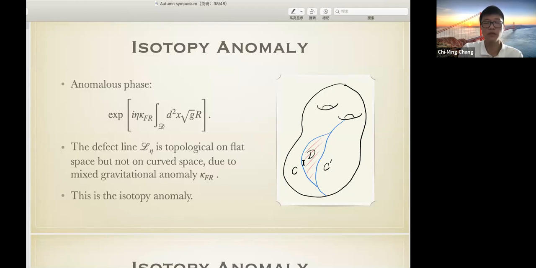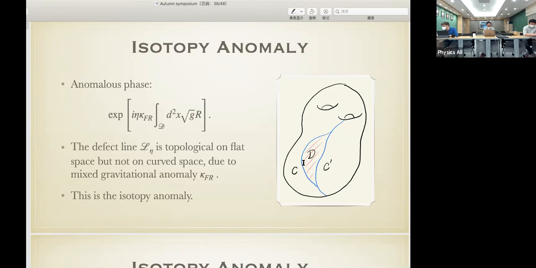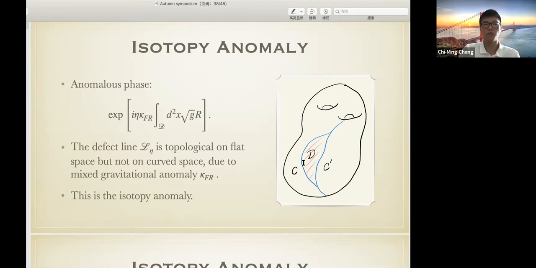One simple example is any 2D CFT with an anomalous Z2 symmetry. If you consider the Z2 symmetry line, you will find that the Z2 symmetry line has the isotopy anomaly. Thank you. So we were originally thinking about the isotopy anomaly, and that led us to consider the BC ghost system, and then we just tried to understand the anomalies in the BC ghost system in general.